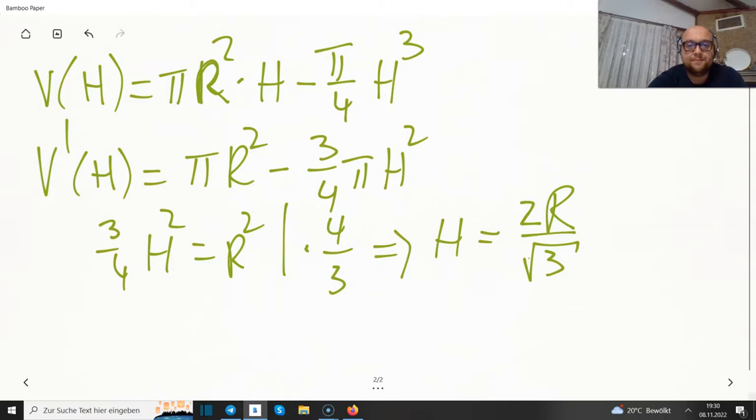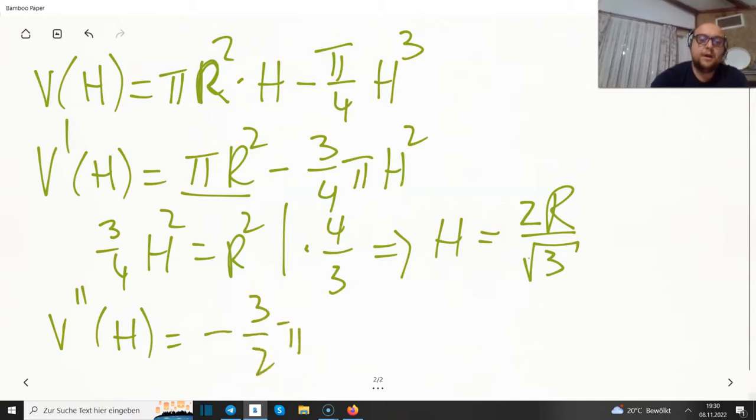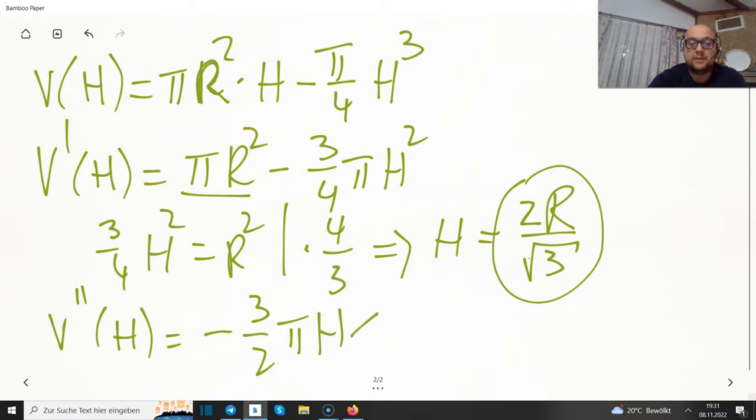Would that be a positive value, a maximum? Well, let's see. I have to do the second derivative here as well. That becomes 0, and then we got minus 3/2 pi h. So if I substitute this value, which is of course positive, what would be the outcome? It would be negative. So for sure we have a max. So easily done. So this is the h value.